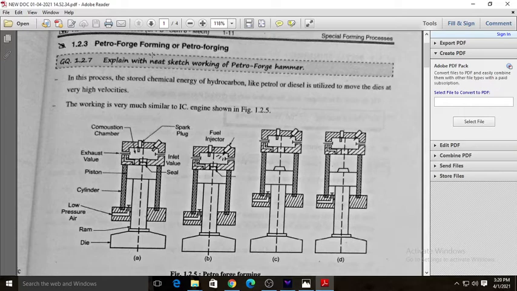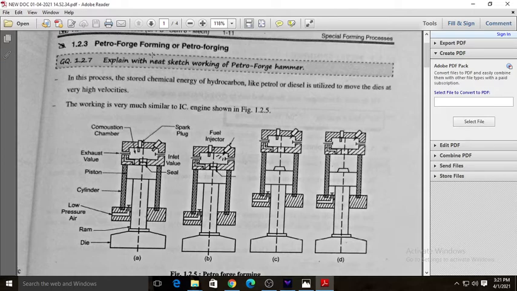You know, in high energy rate forming processes the workpiece is directly exposed to the explosion or the electric spark or electric shock, but here in high velocity forming processes this energy is firstly converted into mechanical force, and then this mechanical force is used to form the product. This is the main difference: direct energy is not used in high velocity forming, whereas in high energy rate forming the direct energy of explosion or electric supply is used to make the product.